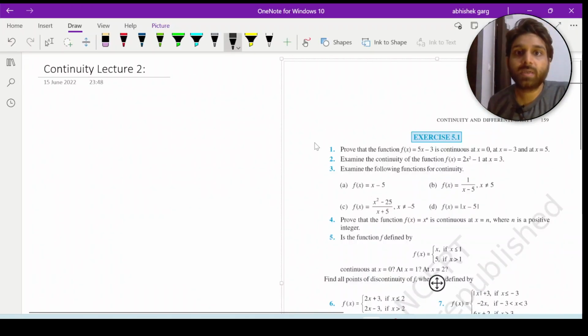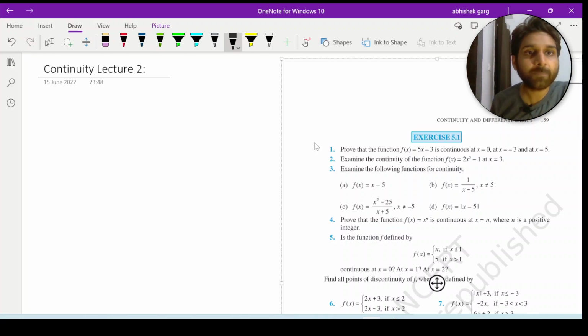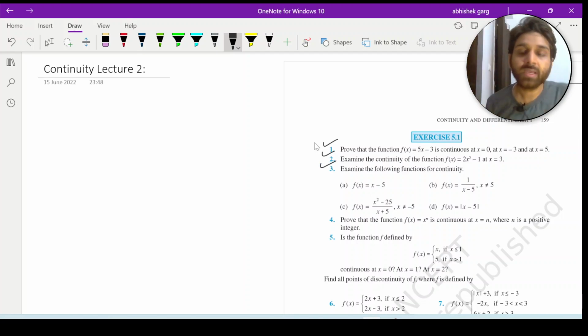Hi, so this is the second video from continuity. In the previous video, we discussed what exactly we mean by the continuity of a function, and we also solved the first three questions from NCERT exercise 5.1. So in this video, we will solve a few more questions from this exercise, and we'll look at more categories of questions that can come up from continuity of a function.